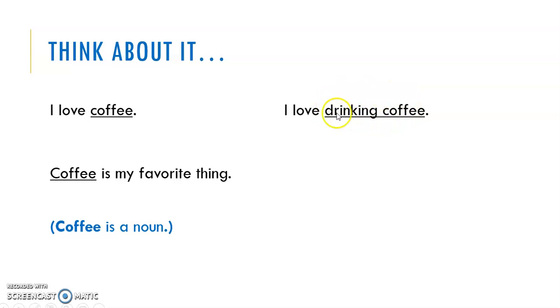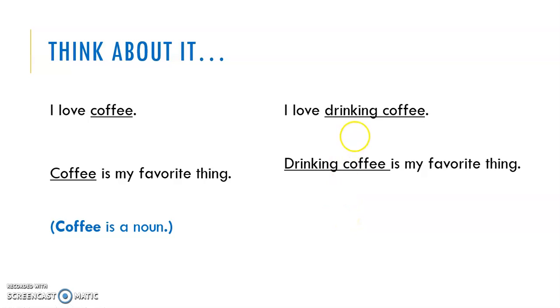The thing I love is now the action of drinking coffee. Or I might say, drinking coffee is my favorite thing. So the verb is still is, but the subject is now this action, drinking coffee. So this is kind of strange. I mean, we've got an action here, drinking coffee, but it's not a verb. I mean, these sentences have verbs. Love is the verb in this one. Is is the verb in this one.